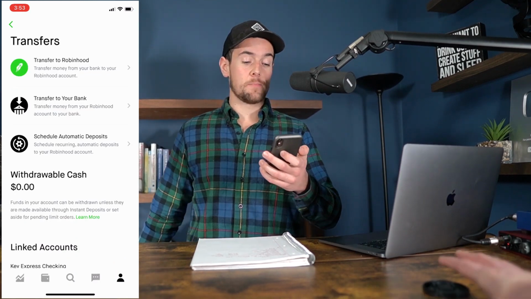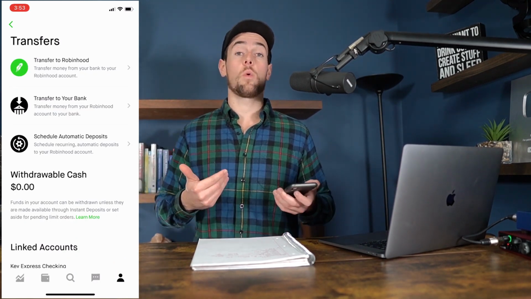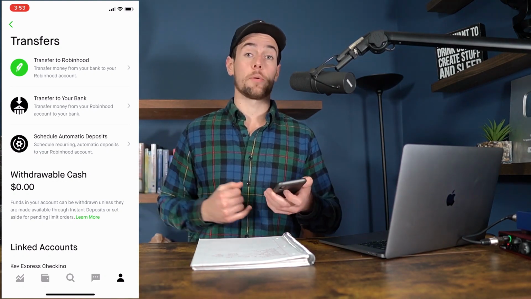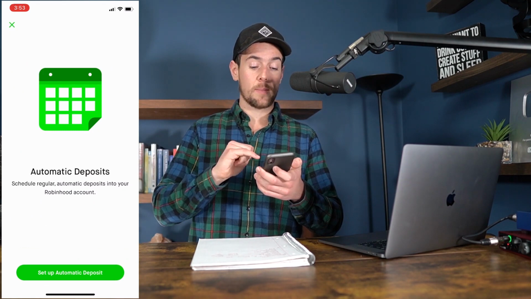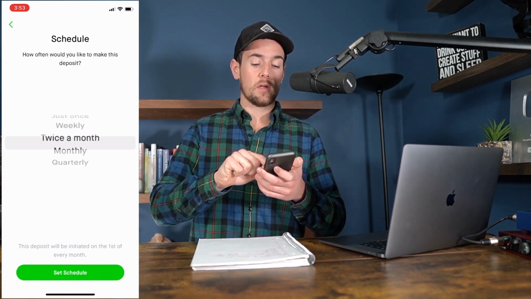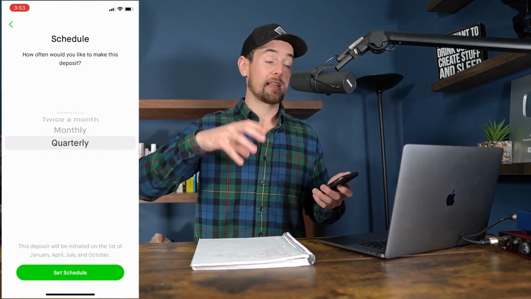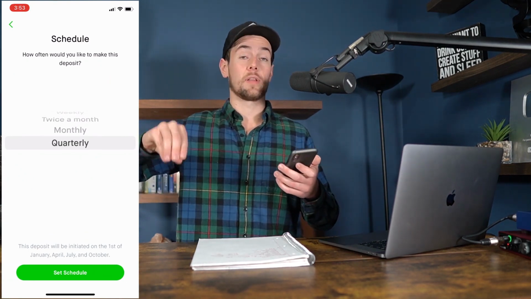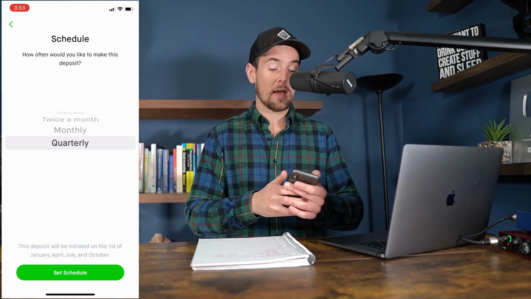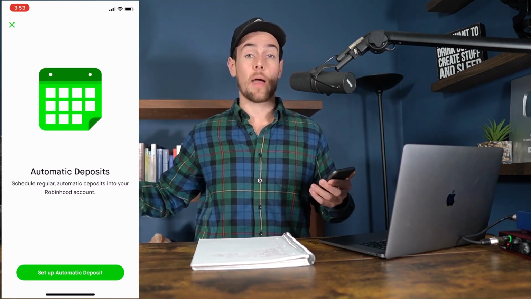Lastly, while we're here in this menu, I want to talk about scheduling automatic deposits. That would be if you want to put 10 or 20 or 50 bucks per week into Robinhood. You can schedule automatic deposits. That way you have money coming in one time, weekly, twice a month, monthly, or quarterly, but then you would have to actually direct that money yourself and choose where you're putting that money in terms of purchasing investments. So anyway, guys, that covers the banking side and how to get money in and out of your Robinhood account.